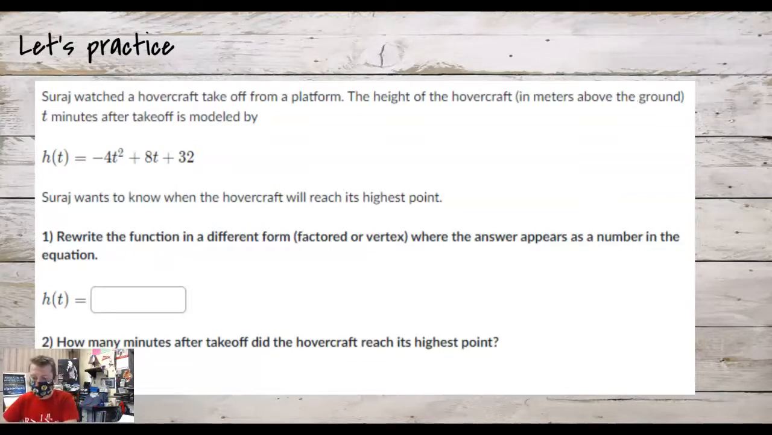So if Suraj has a hovercraft, and we're trying to model it using that quadratic, here's where people are having issues. It asks us to rewrite the function in a different form, factored or vertex, where the answer appears as a number in the equation. So what we have to think about is which form of the quadratic would represent the answer. Well, what is the answer that we're trying to answer? The highest point. So for highest point, we're going to need to write this into vertex form. So what I want us to put in our notes is go ahead and write down this trinomial. And we're going to write down that we need to put it into vertex form. Not factored form, but into vertex form.